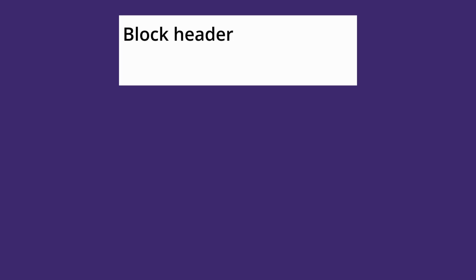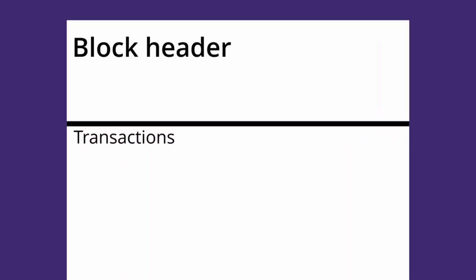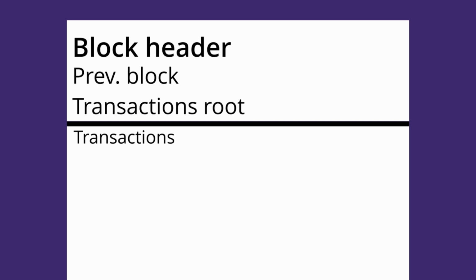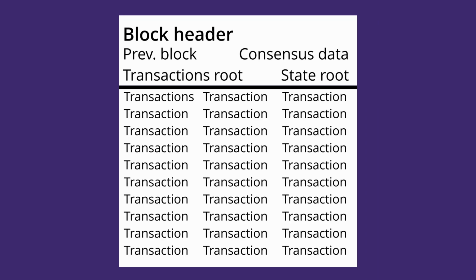If we look at a typical block for a blockchain, it is split between the block header and the transactions. The block header contains a few key pieces of data, like a reference to the previous block, as well as the Merkle roots of the transactions in the block, and a Merkle root of the state, alongside other variables that are generally used for consensus. Then the transactions are just a list of all the transactions in the block.